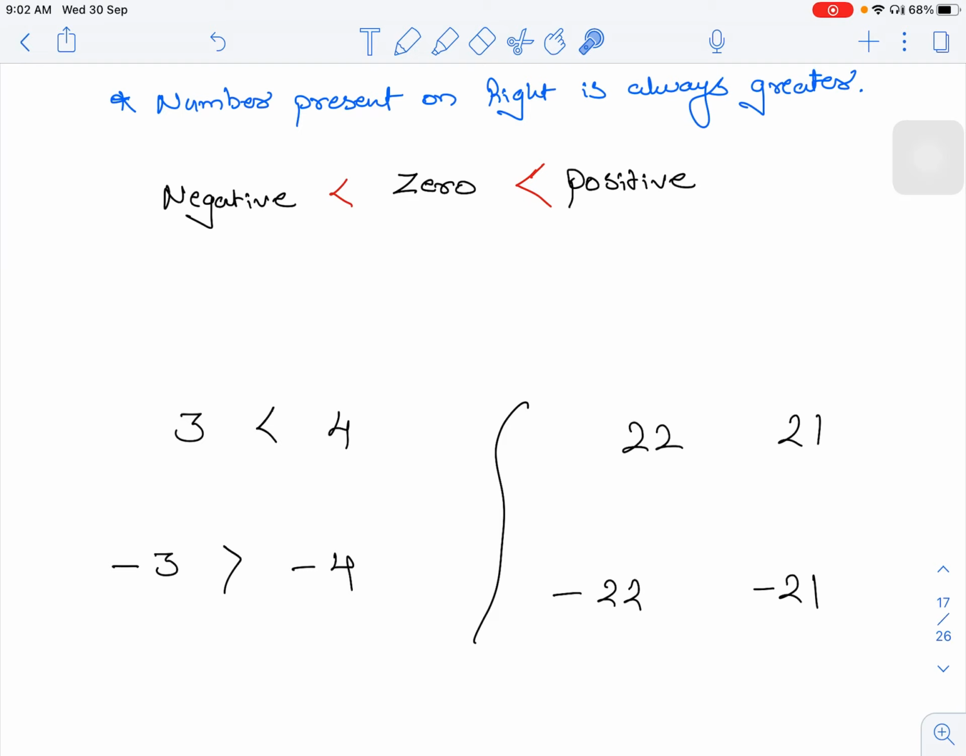Let us consider one more example. Now here we have 21 and 22. Clearly both the numbers are positive, so which one is greater? 22 is greater than 21. But now here we have both the numbers negative. We know that 22 is greater than 21, but when it becomes minus, this will be smaller than minus 21. So now minus 21 is greater than minus 22. This we can apply when we have simple integers.